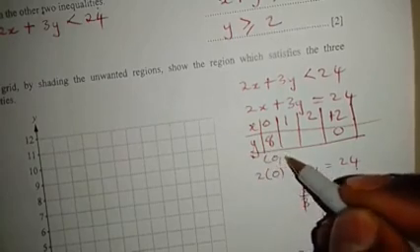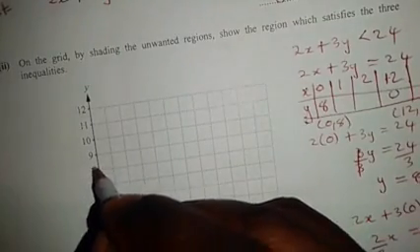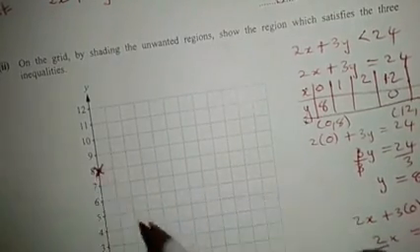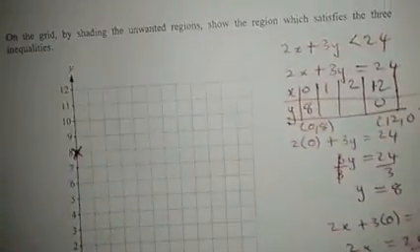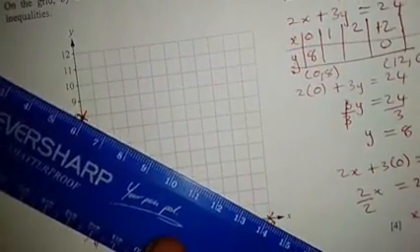So the first point is 0, 8. And the second point is 12, 0. I hope you are listening. So 0, 8 is being denoted by this point. Then we have 12, 0. This is 12, 0. So I now want to connect the two.